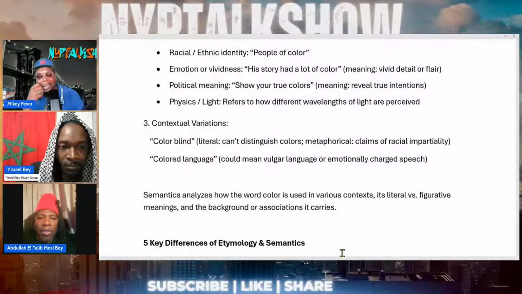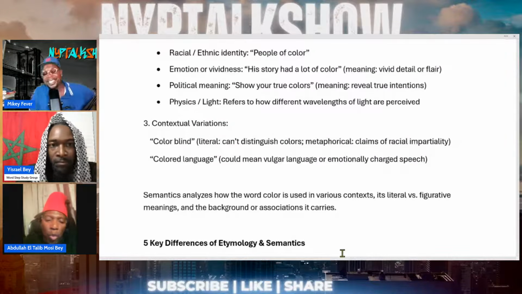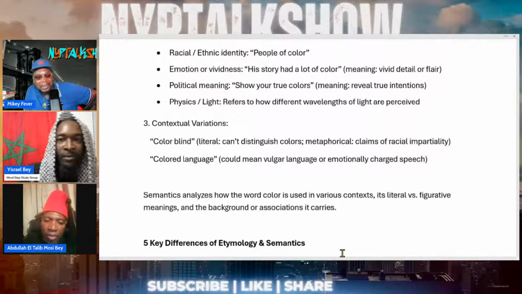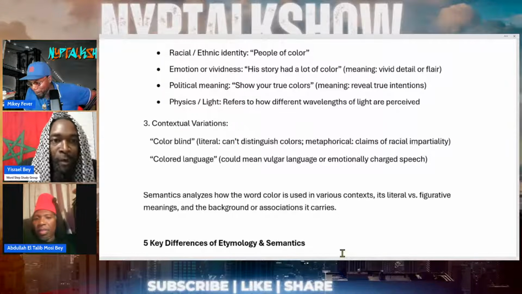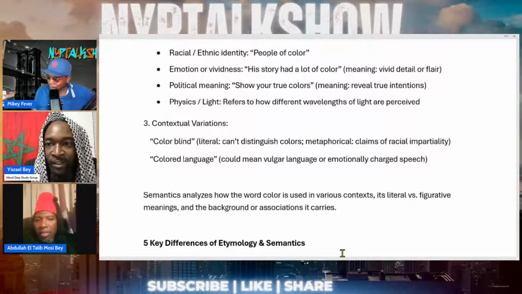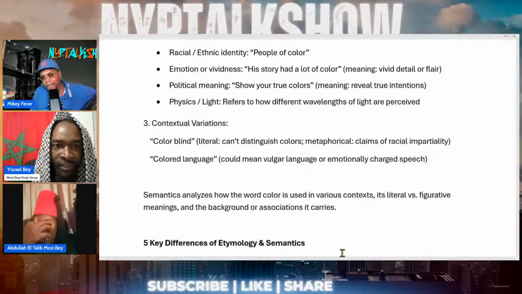I was connecting that. All right, go ahead. Continue. Go ahead, Israel. You're doing a wonderful job, brother. All right. Appreciate it. So, emotion or vividness. His story, I already read that. Yeah, I read that.